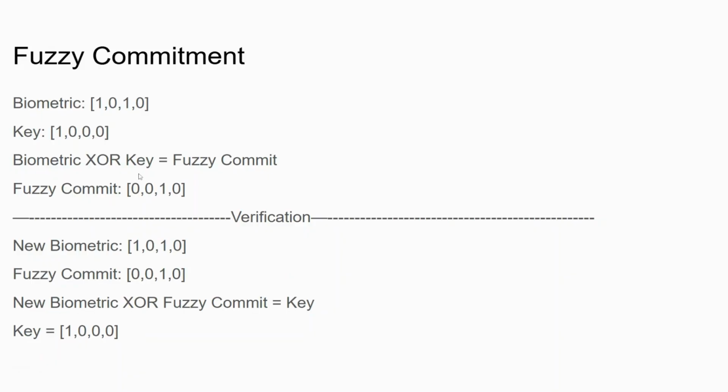And so when storing information, the algorithm will only store the fuzzy commit and it'll store a hash key. So it'll store the key, but it'll store an encrypted version of the key. That way it's more secure.